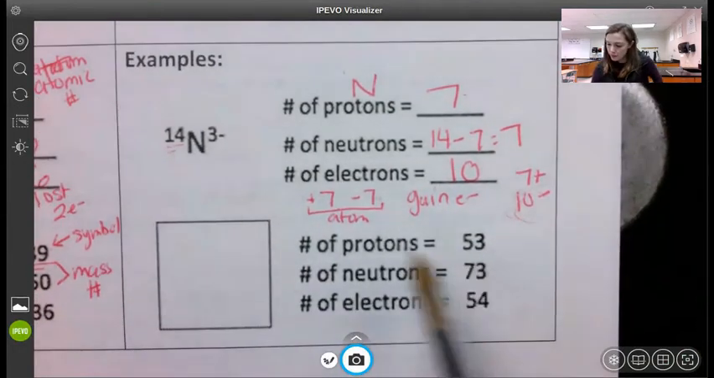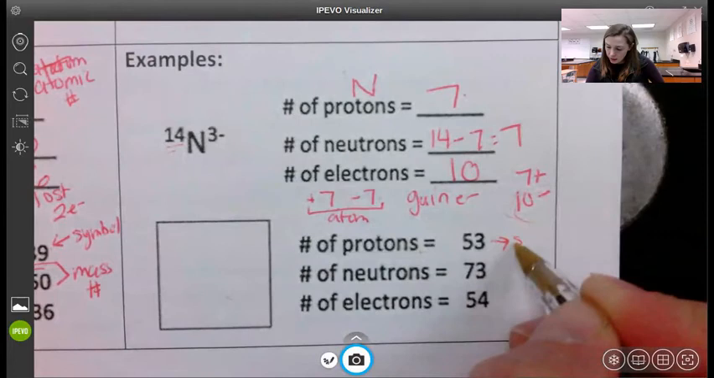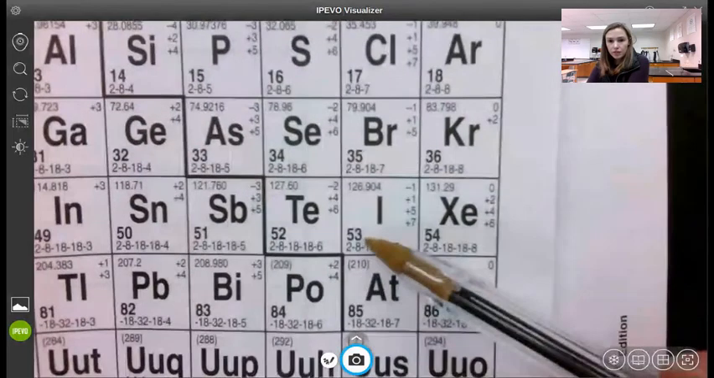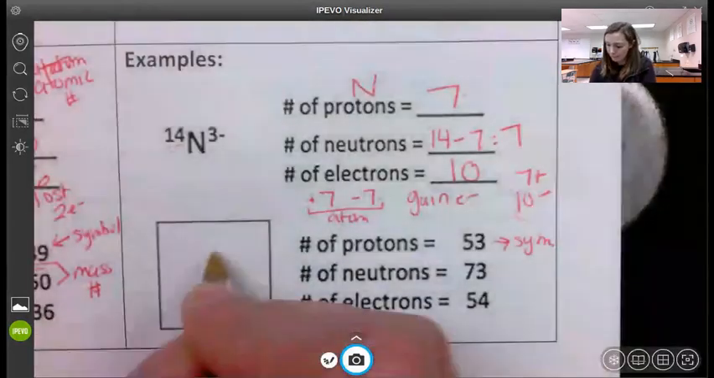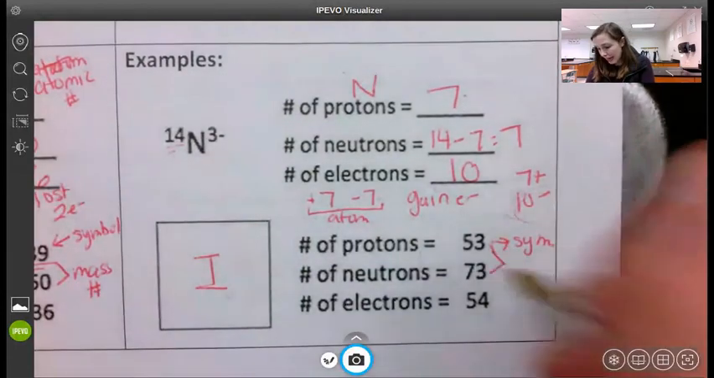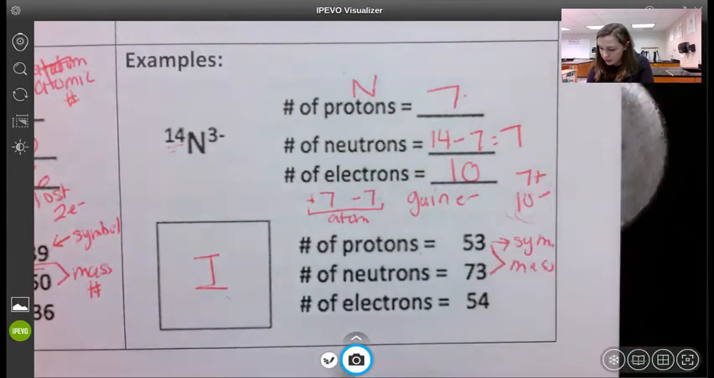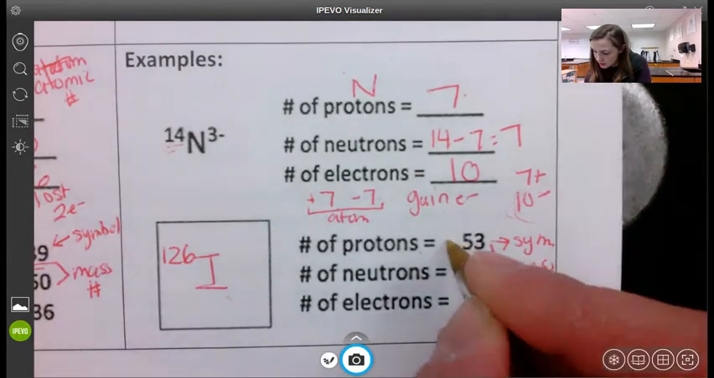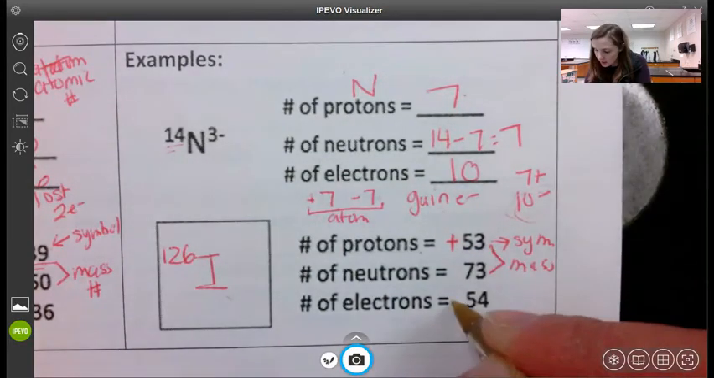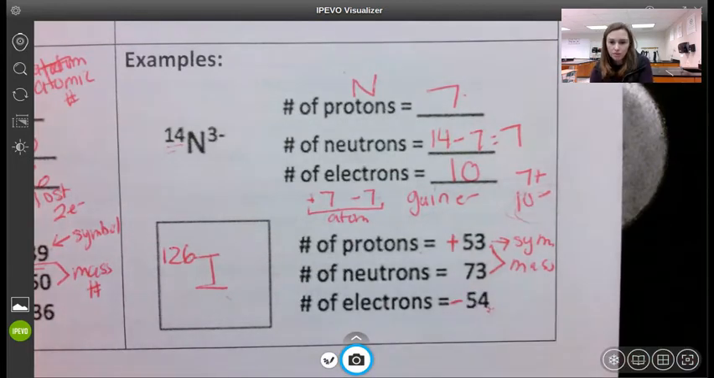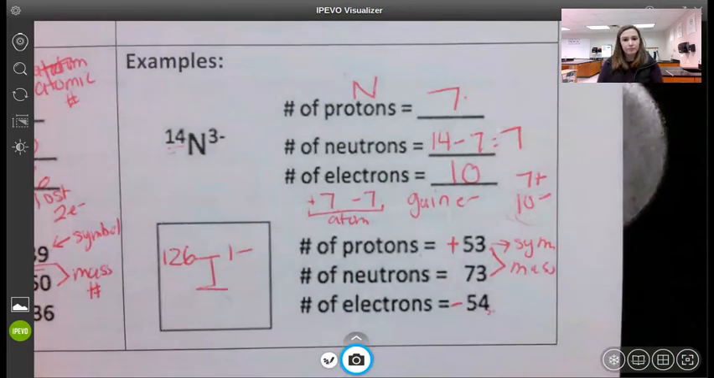All right, and then our other example here, let's go backwards. My protons here are going to give me my symbol again. So if I have a 53 there, 53 atomic number, it's going to give me iodine. Okay, I'm going to add these together to get my mass number. So this would give me 126. I added my 53 and 73 correctly. And then when I go to look at the charge, in this case I have 53 positive protons, I have 54 negative electrons. Okay, I have 1 extra negative here, which means that's going to be my charge, so -1.